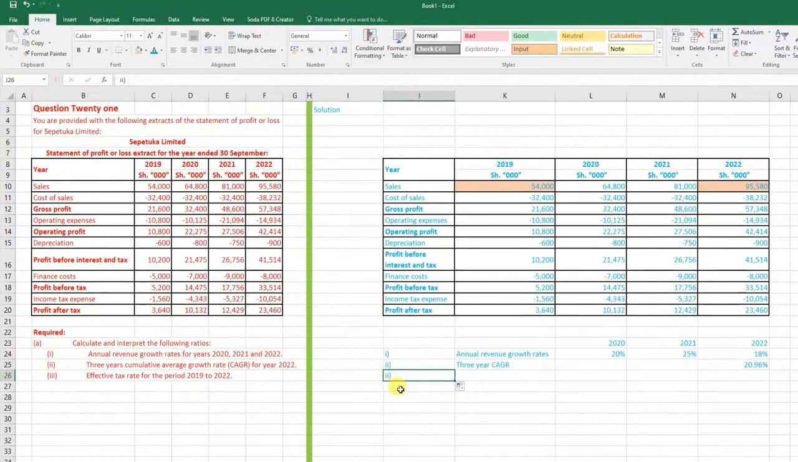So you can just drag it down over there. Then you just add I onto it, so it can represent part 3. Part 3 is asking us to compute the effective tax rate for the period 2019 to 2022. How do we get the effective tax rate?